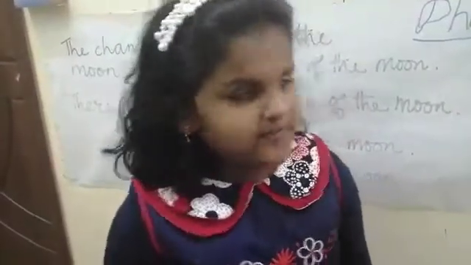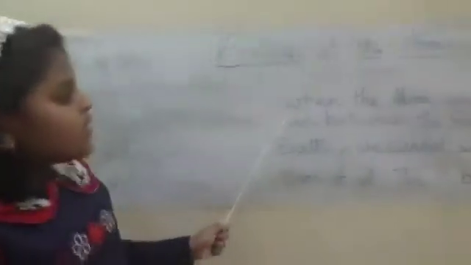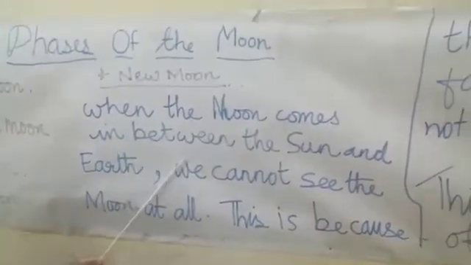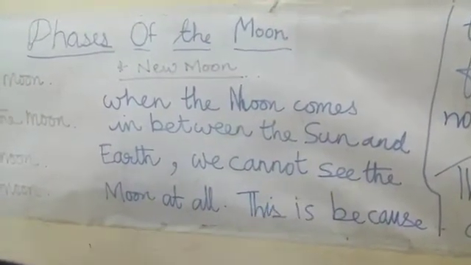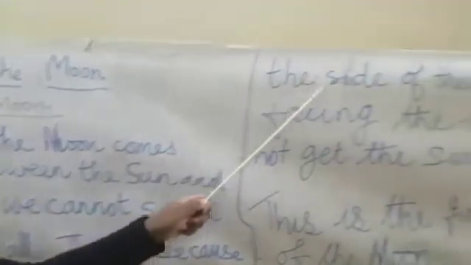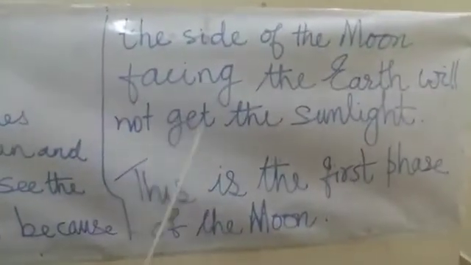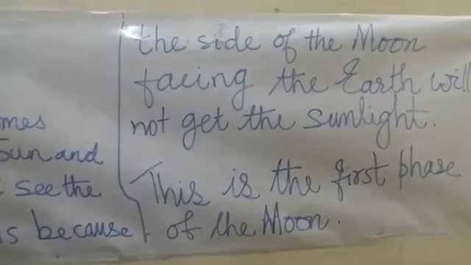Now let us move to the first phase of the moon, which is known as the new moon phase. When the moon comes in between the sun and the earth, we cannot see the moon at all. This is because the side of the moon facing the earth will not get the sunlight. This is the first phase of the moon.